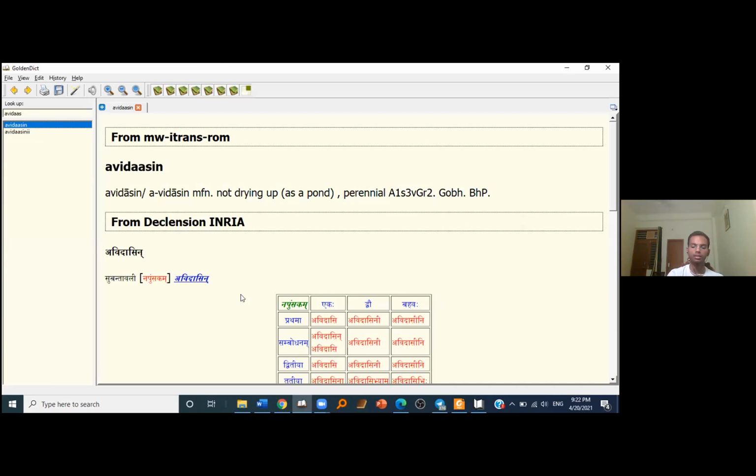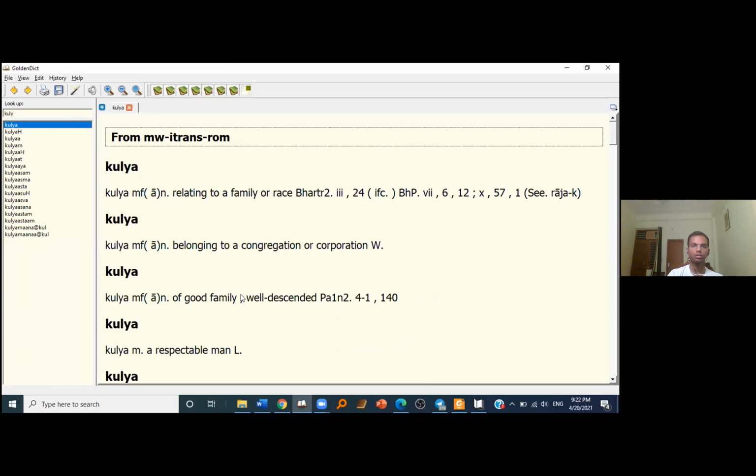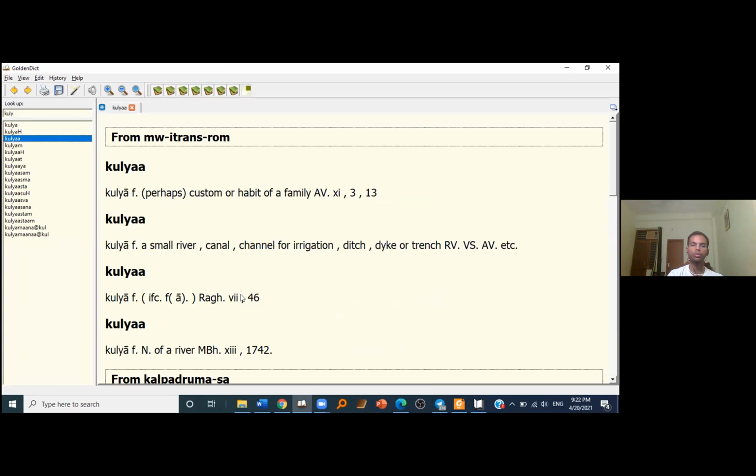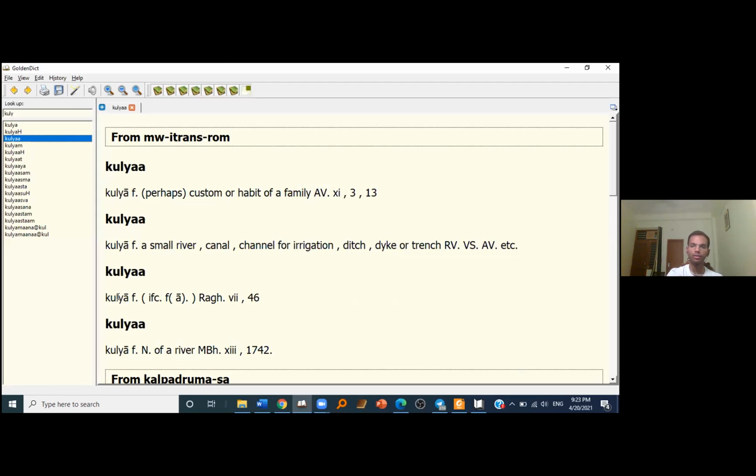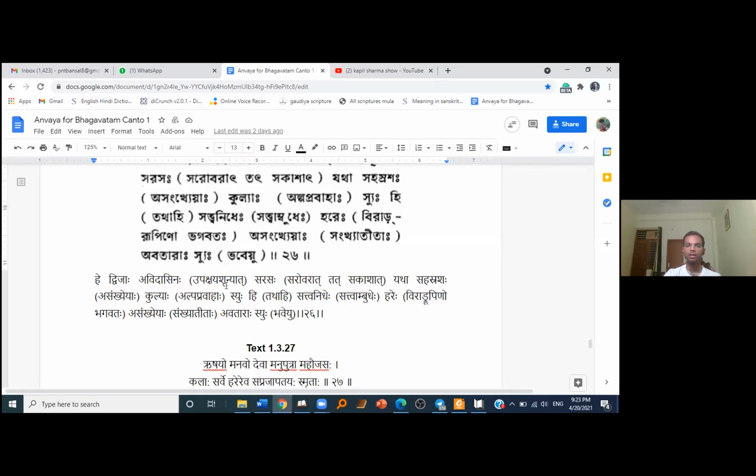Kulya is, I think, small rivers, canals. So just like there are unlimited numbers of small rivers flowing near or from a sarovara which never dries up, because this sarovar acts as the source. Yeah. And from it flows unlimited alpa. Alpa means the small rivers, pravaha, small streams basically.